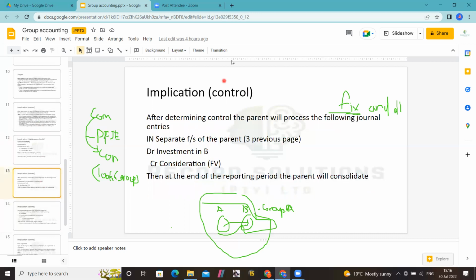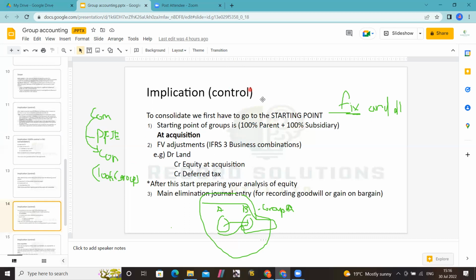In the separate books, what happened in the parent. The parent currently has this investment, right? He only has this investment, right? In terms of information concerning the subsidiary, it only has this investment currently in its books, right? So, however, what will happen, right?